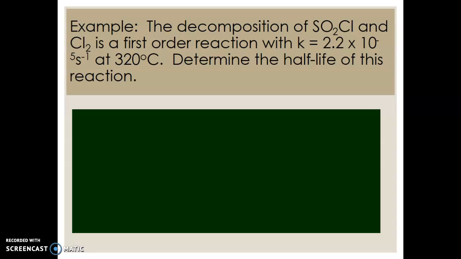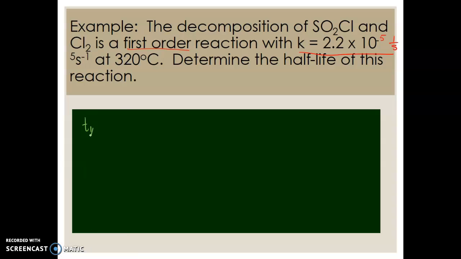So in this example, the decomposition of SO2Cl2 into SO2 and chlorine is a first order reaction. So we're told that it is first order. The rate constant is 2.2 times 10 to the negative fifth per second, and it occurs at 320 degrees Celsius. We want to determine the half-life of this reaction.